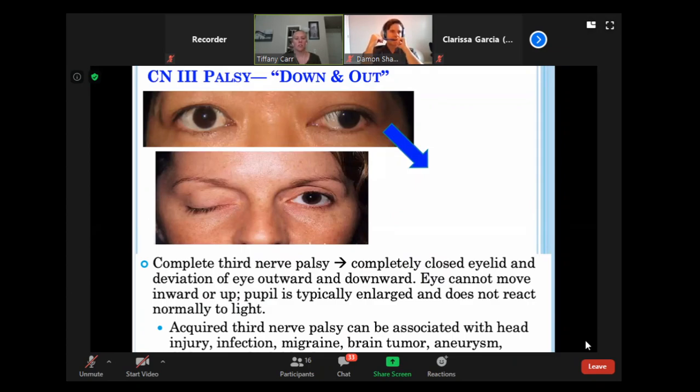So the cranial nerve 3 palsy, you have that down and out. So complete third nerve palsy, it completely closes the eyelid and deviation. So this one would be complete. I cannot move upward or inward. The pupil is typically enlarged and does not react normally to light.